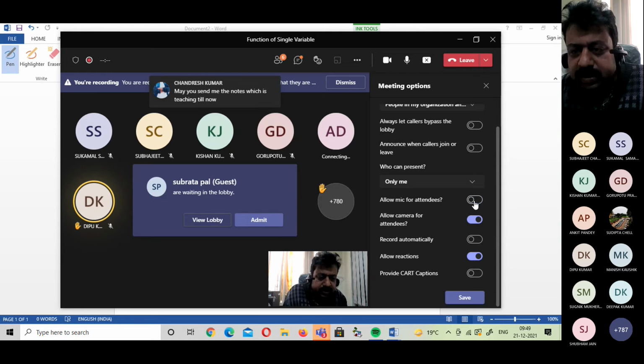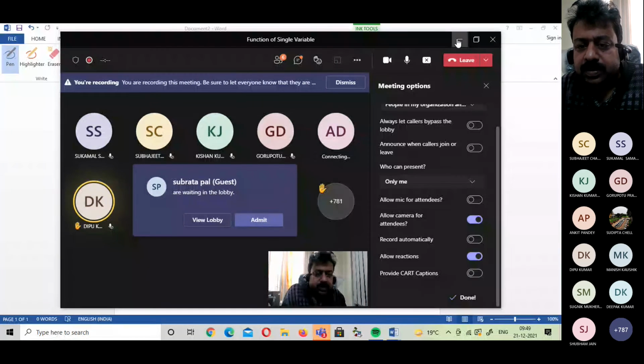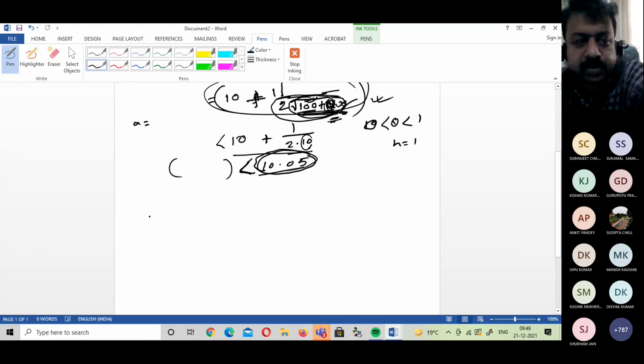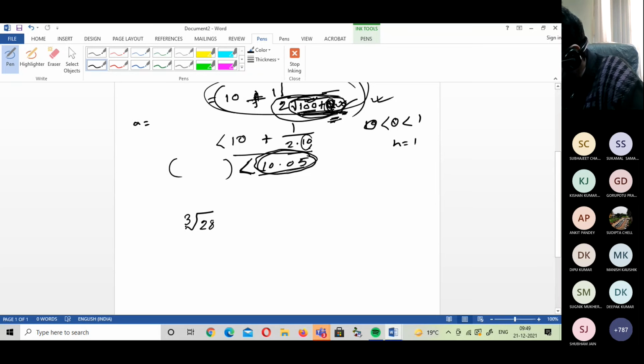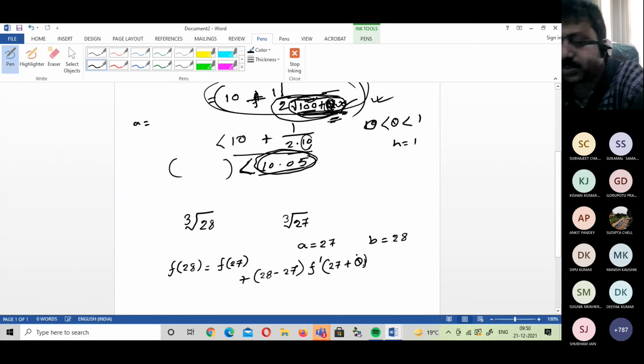Okay. Now I am giving another example. Suppose you have to prove that cube root of 28. Now, cube root of 27 is known to you. Then you just consider the interval a equals 27, b equals 28. Then you can easily write that f of 28 equals f of 27 plus h, that is 28 minus 27, into f dash of 27 plus theta h. Here h is 1. This will be the formula. Okay.